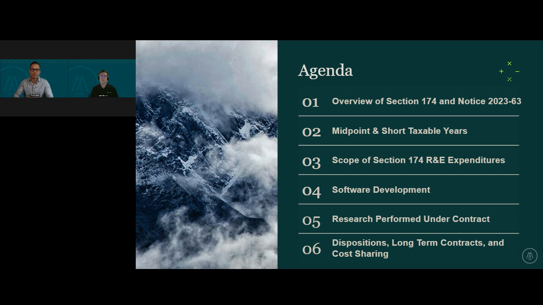After that, we're going to examine the impact of these changes on software development and how that's been defined for capitalization purposes. We'll also explore research performed under contract, providing insights into how contracts affect the treatment of R&E expenditures. And then finally, we'll touch on some of the other guidance around dispositions, long-term contracts, and cost-sharing arrangements, talking about how those sections apply to certain taxpayers.